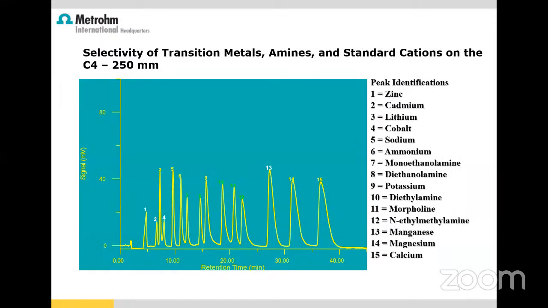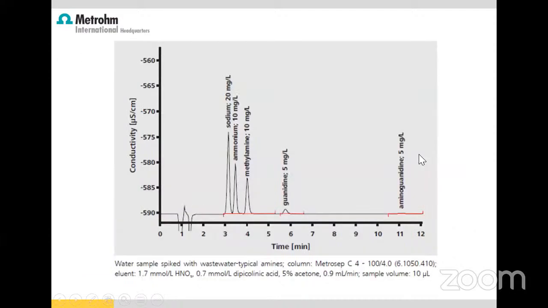So we can do some of the amines. That is, alkyl amines are possible, and alkanol amines are possible. So you can do monoethylamine, diethylamine, monomethylamine, trimethylamine. You can do monoethanolamines, diethanolamines, triethanolamines. All these along with our regular cations, that is sodium, ammonium, etc. Then this is about sodium, ammonium, methylamine, guanidine, and aminoguanidine.